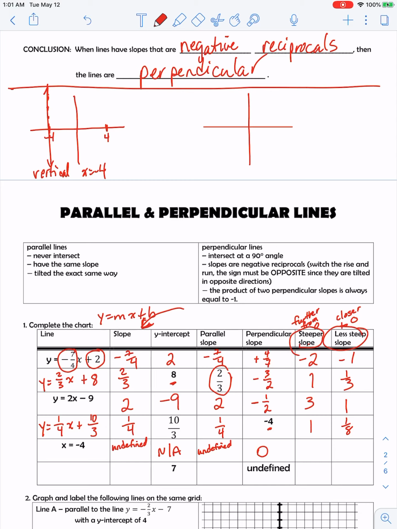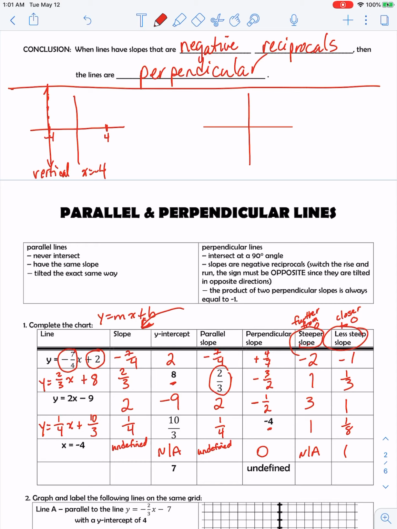Steeper slope than undefined, there isn't any steeper than vertical. But less steep, you can pick any number under the sun. You could pick 1,000,000. I'm just going to say 1 because 1 is smaller than infinity.